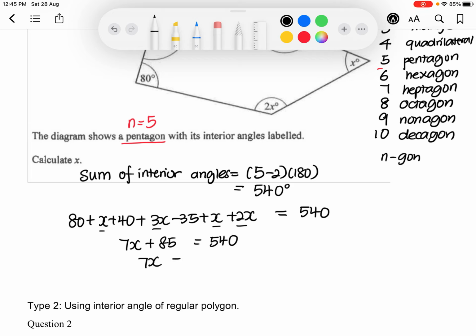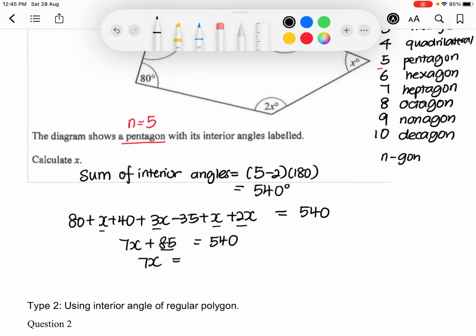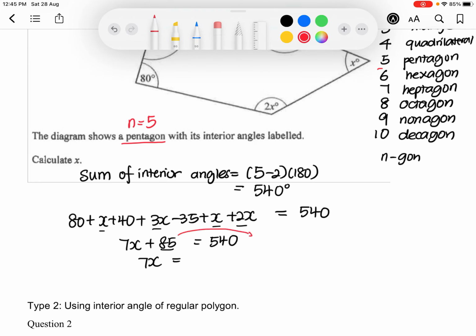So 7x will be equal to, we bring this over to the other side, so it will now become a minus, 540 minus 85, that gives me 455. Now I only want x, I don't want 7 x's, so I take 455 divided by 7, which will give me the value 65. So hence the angle x will be 65 degrees.